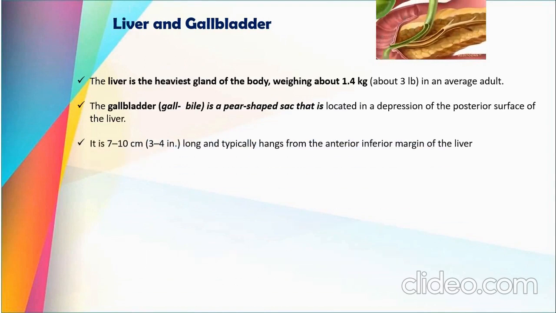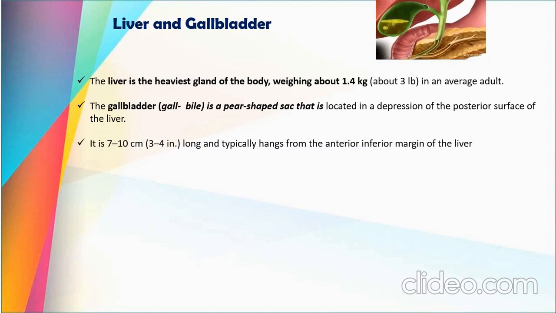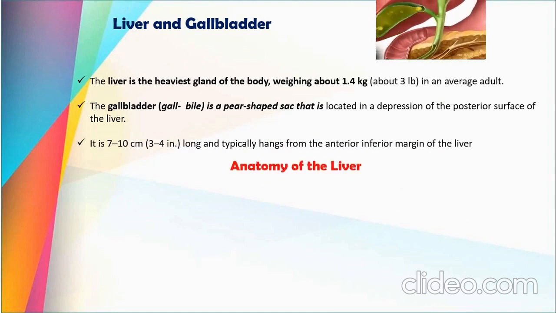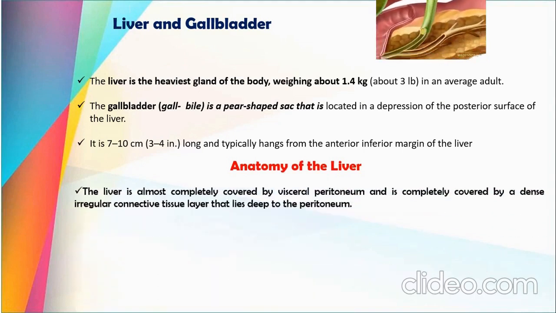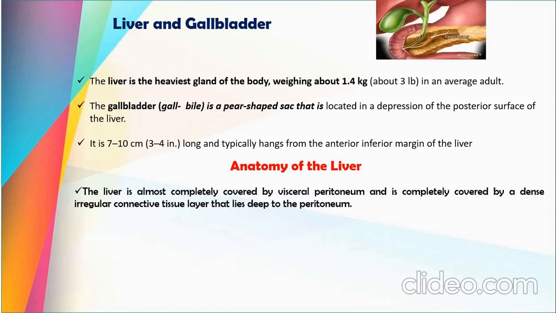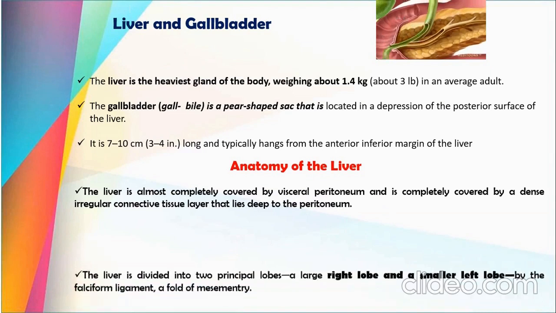It is about 7 to 10 cm long and typically hangs from the anterior inferior margin of the liver. Next one is anatomy of the liver. The liver is almost completely covered by visceral peritoneum and is completely covered by a dense irregular connective tissue layer that lies deep to the peritoneum.